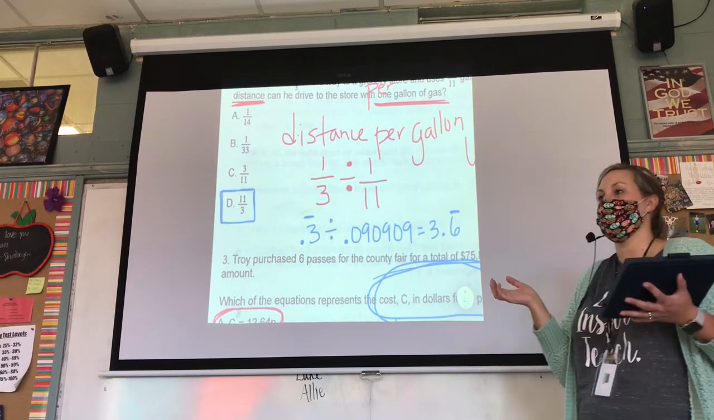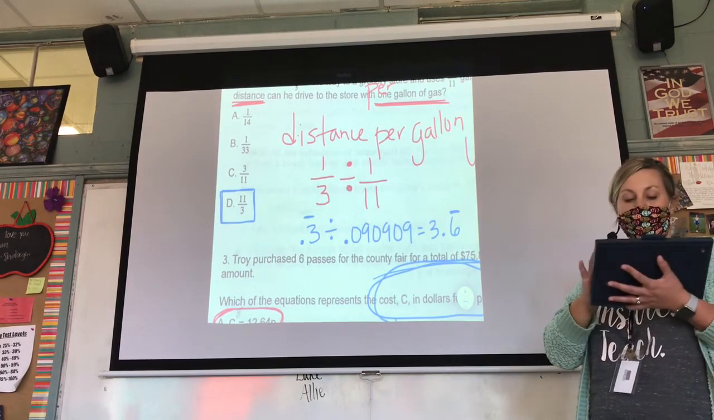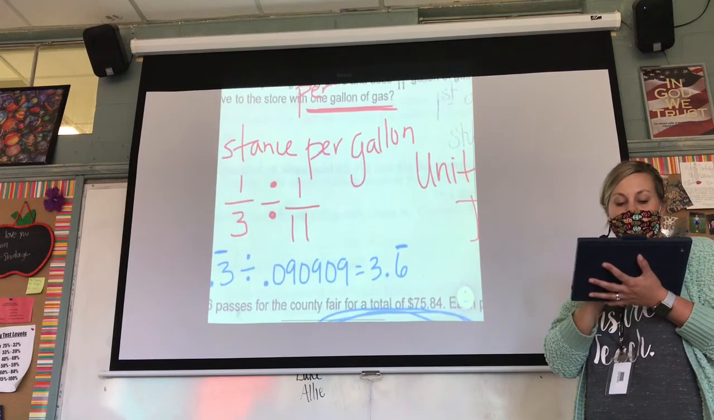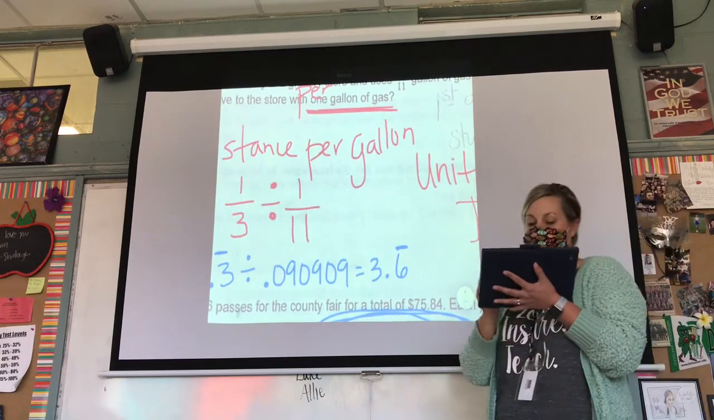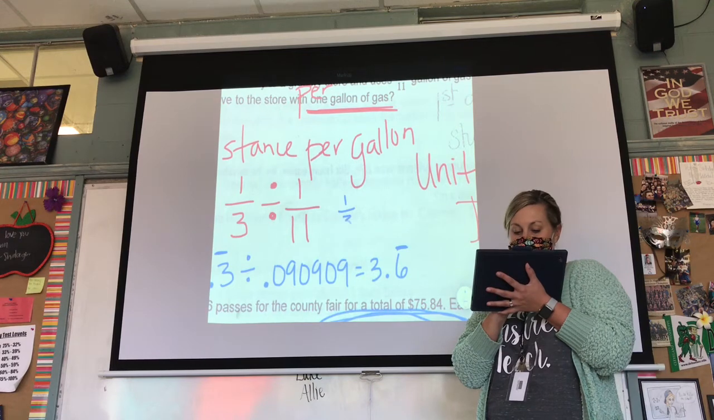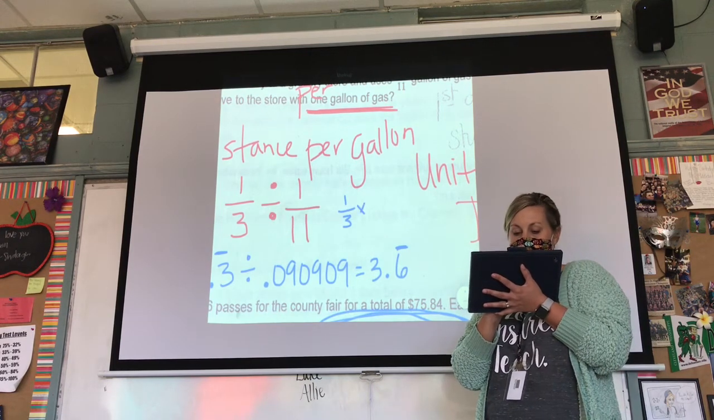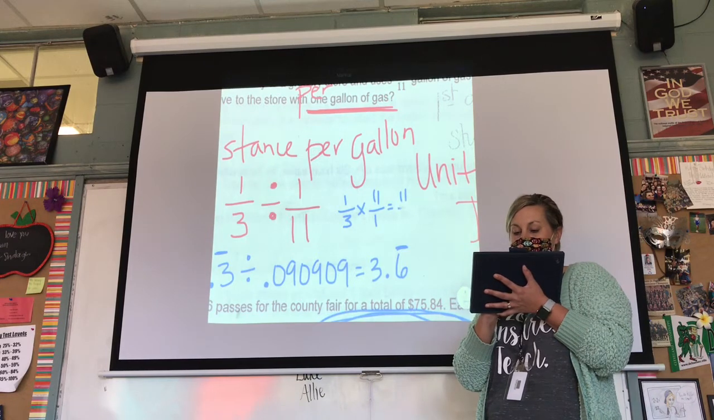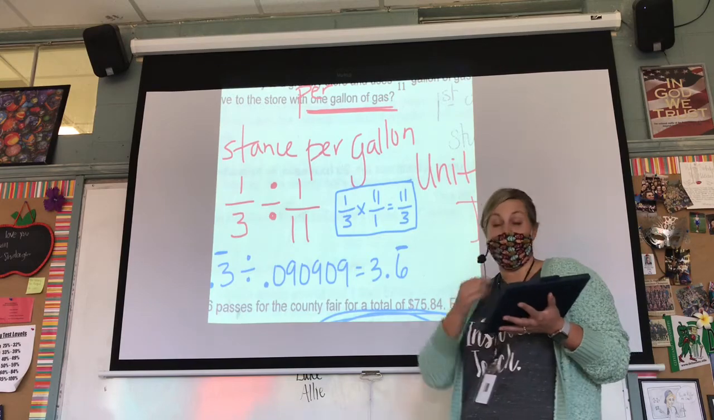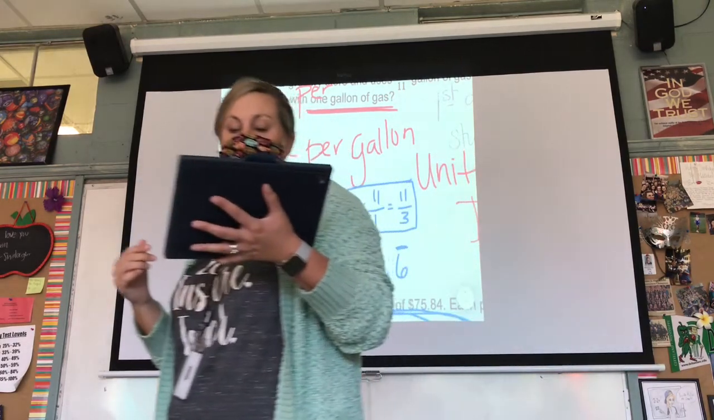Alright, who did keep, change, flip? For those of y'all that did keep, change, flip, let's do it real quick. What fraction do we keep? 1/3. What then do we change? The symbol, times. What do we flip? 11/1. Multiply straight across the top, straight across the bottom, and there's our answer. That was really fast. And then it would equal 3 2/3.